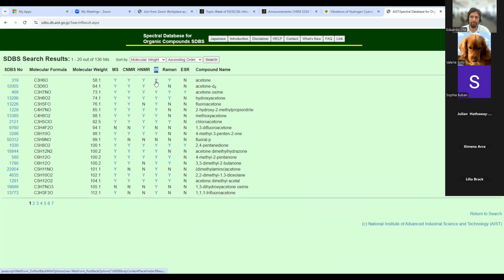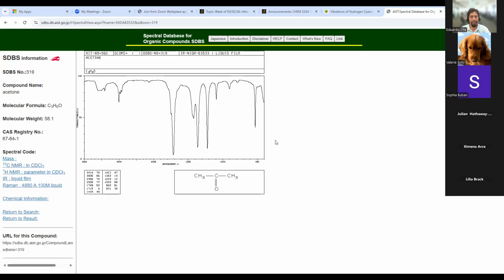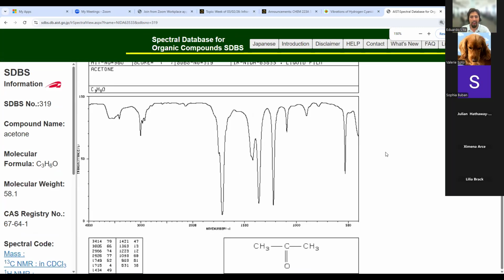If it says yes, the spectrum is available. If it says no, you're out of luck. Alrighty, so I'm going to click yes in the acetone spectrum and look at that. You can see it right here. And so look at this acetone spectrum right here.